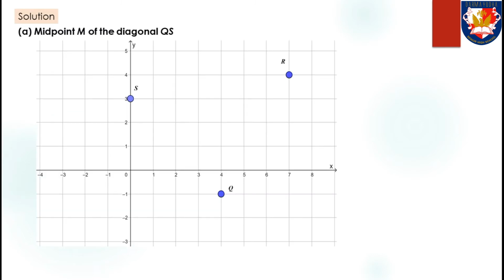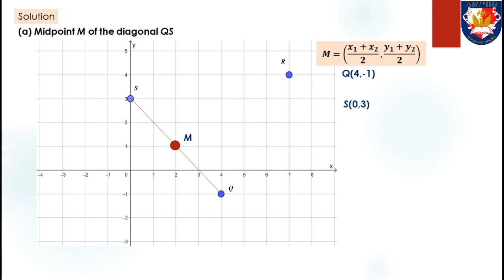Midpoint M of the diagonal QS. Firstly, we put all the points in the Cartesian diagram. Here is the point Q, point R and point S. We visualize the diagonal QS and the midpoint M. We will use the formula of midpoint: M equals (x1 plus x2 over 2, y1 plus y2 over 2).